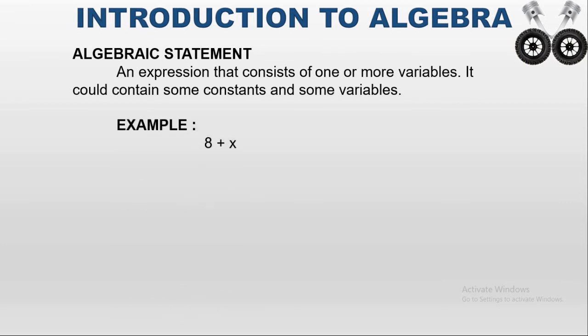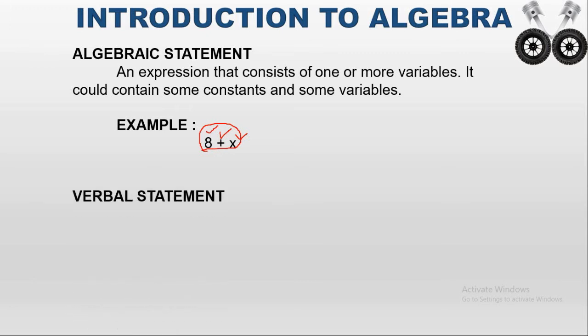For example, 8 plus x. Here 8 is the constant, plus is the operation and x is the variable. So in this example, we have the combination of constant, variable and operation all together. So this is called an algebraic expression or algebraic statement.